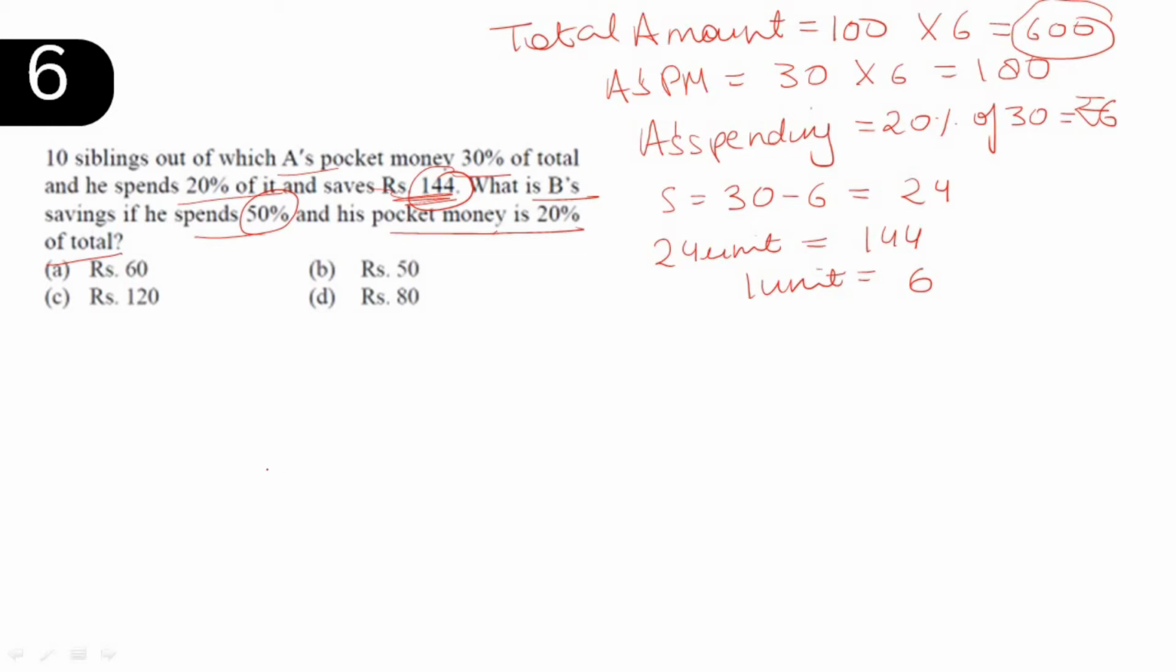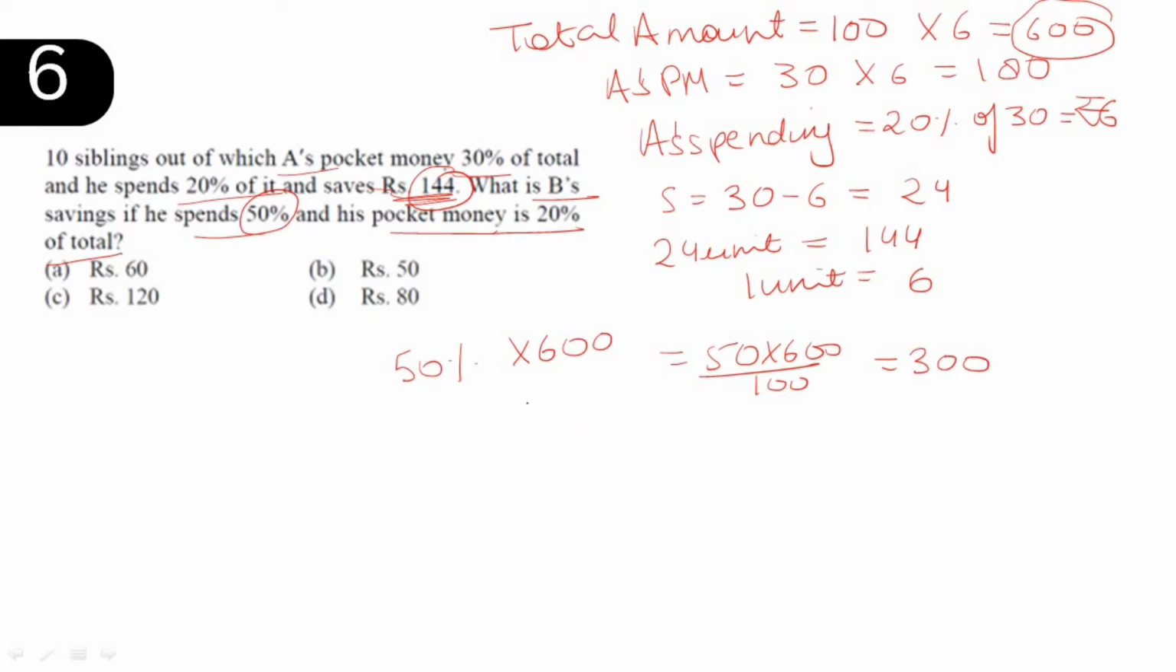Now what is the next step? What is B's saving if he spends 50% and his pocket money is 20% of the total? Now we have the total money. So the total money is 600 and what is B's saving? B's spending is 50% of the total money, which is 600. 50% of 600, which is equal to 50 into 600 upon 100, which is 300.